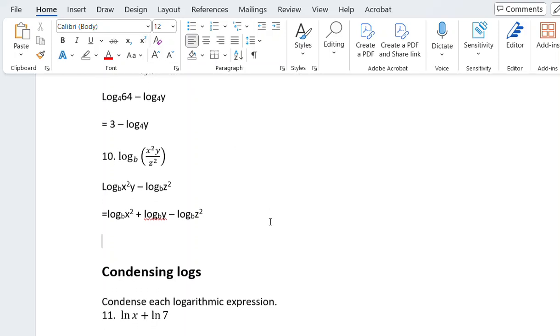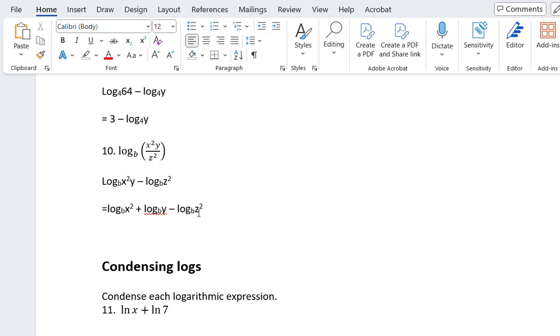Now finally, anything that is a power inside the log can become a number that moves in front of the log. So these squares on the x and the z can move in front of the log. So this is going to be 2 times log base b of x, plus log base b of y, minus 2 log base b of z.